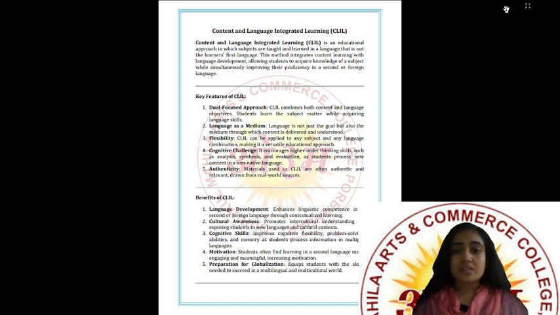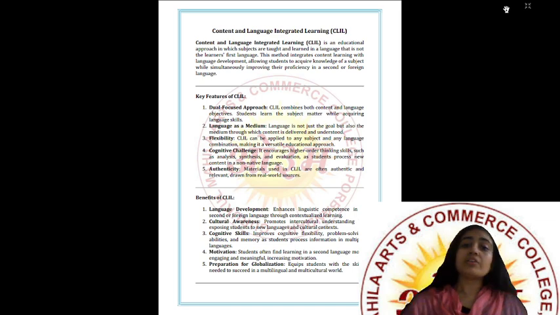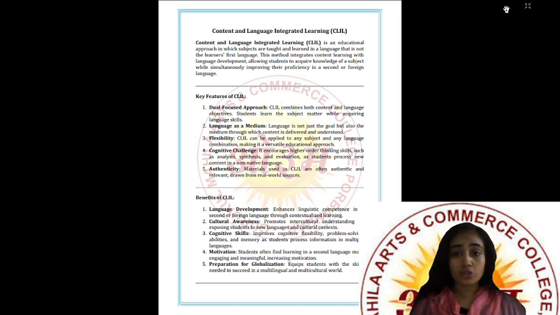So this method integrates content learning with language development, allowing students to acquire knowledge of a subject while simultaneously improving their proficiency in a second or foreign language, right? So you are learning a subject, and simultaneously, meaning at the same time, you are learning a language also. It can be a foreign language or a second language, okay?